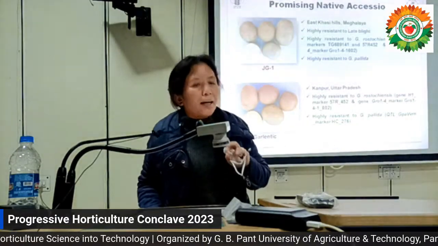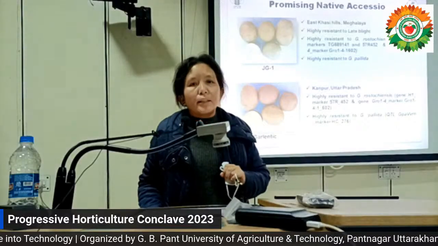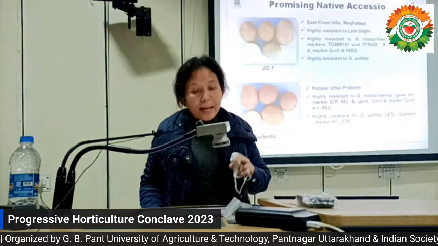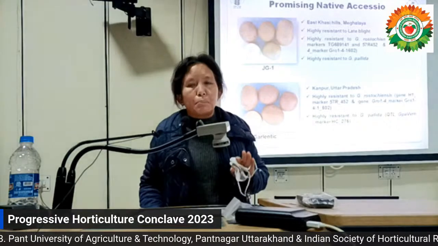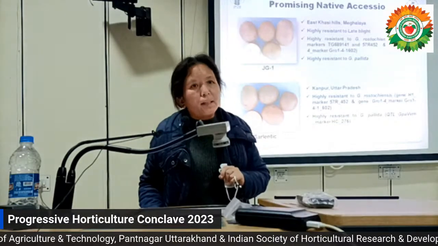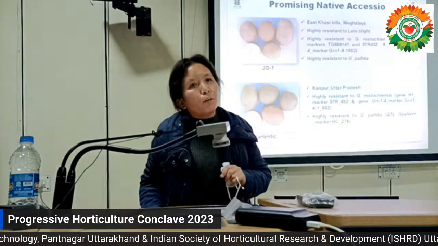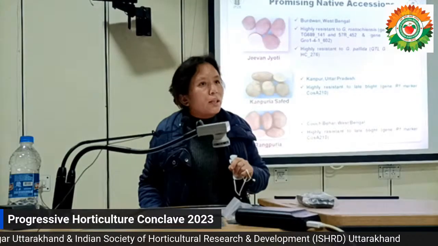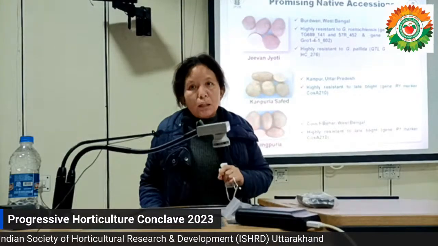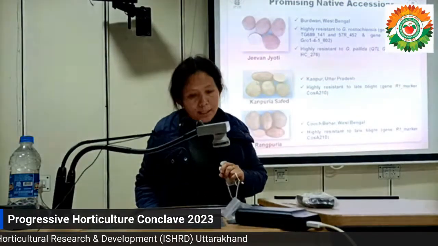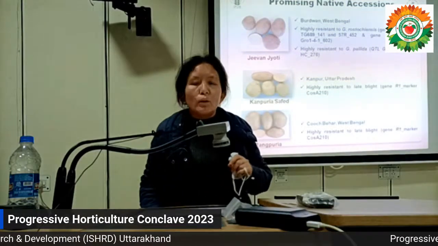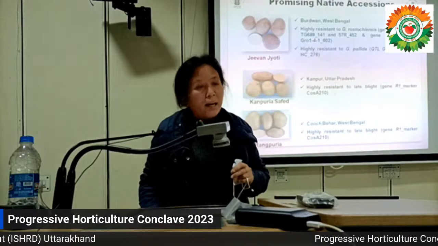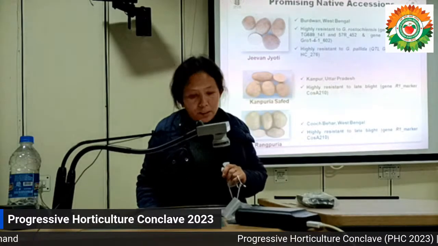There is another indigenous accession, Garlantic. It is a collection from Kanpur, Uttar Pradesh. It is highly resistant only to the PCN, both Globodera rostochiensis and Globodera pallida, and it is confirmed through markers also. Jeevan Jyoti, a good variety from Bardhaman, West Bengal, a hub for potato cultivation, is highly resistant to both species of potato cyst nematode, and this was confirmed by the markers also.